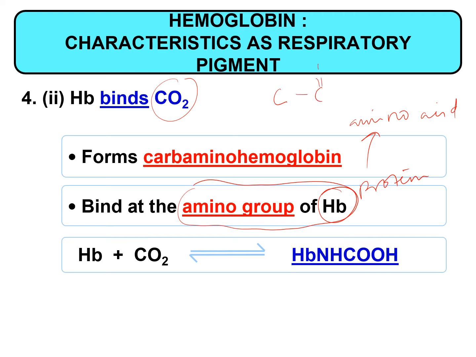C double bond OH. This is the carboxyl terminal or carboxyl group. The R, the H. And then we have the amino terminal, the amino group. So carbon dioxide binds to this part of the protein, forming carbaminohemoglobin. That's why we do not name the combination of carbon dioxide to the hemoglobin as carboxyhemoglobin, because it does not bind to the heme group. It binds to the amino group. It is called carbaminohemoglobin.